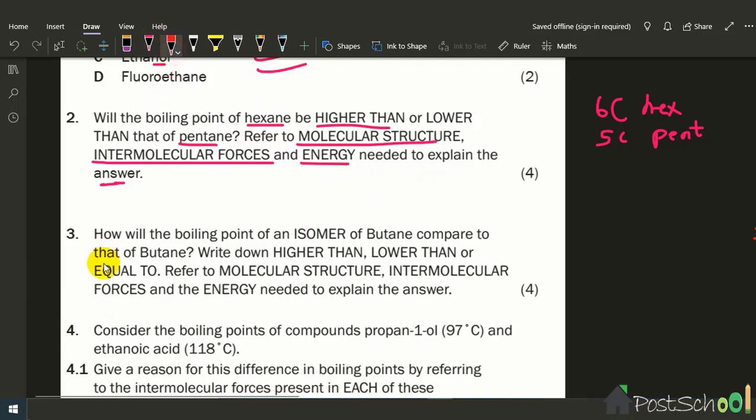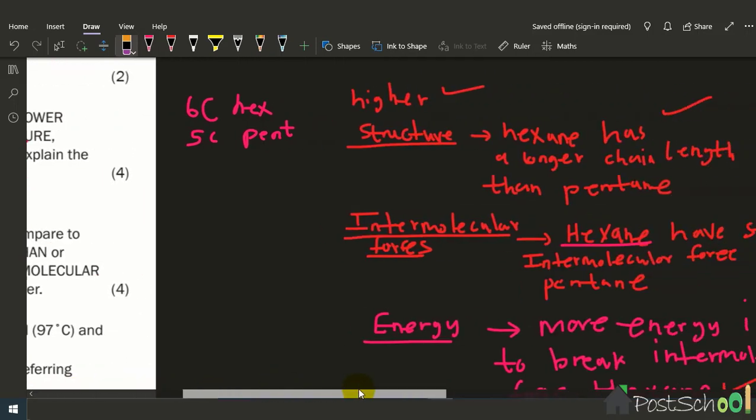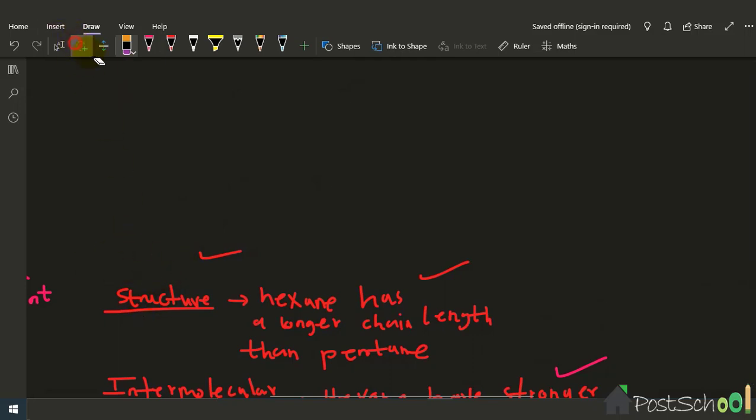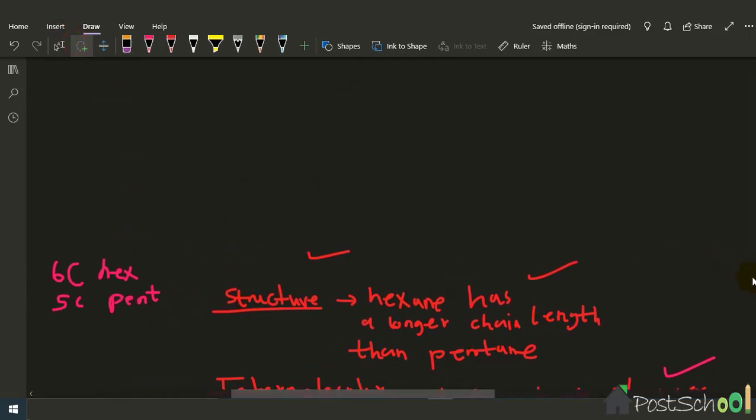So now this question: how will the boiling point of an isomer of butane compare to that of butane? Write down higher, lower, or equal. Refer to molecular structure, intermolecular forces, and energy needed to explain. So here you must know this is about structural isomers. Well, you will answer and your answer will be based on this. We'll just write down the answer. Well, let me use another space.